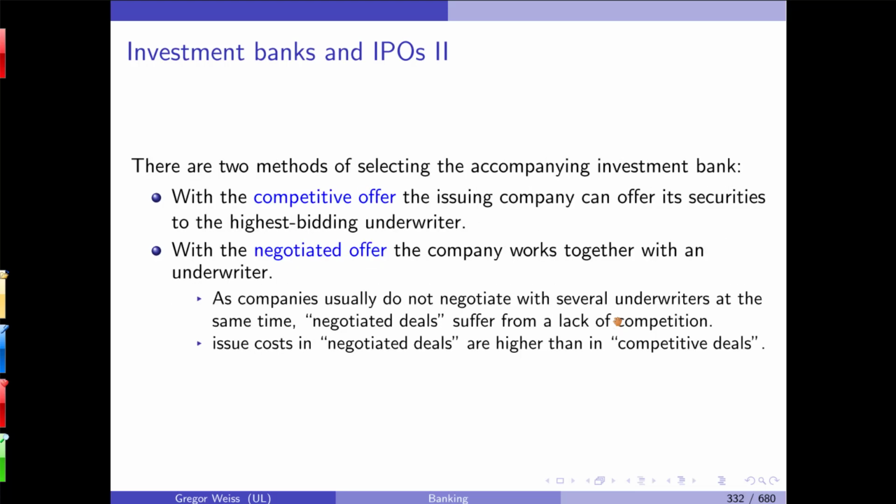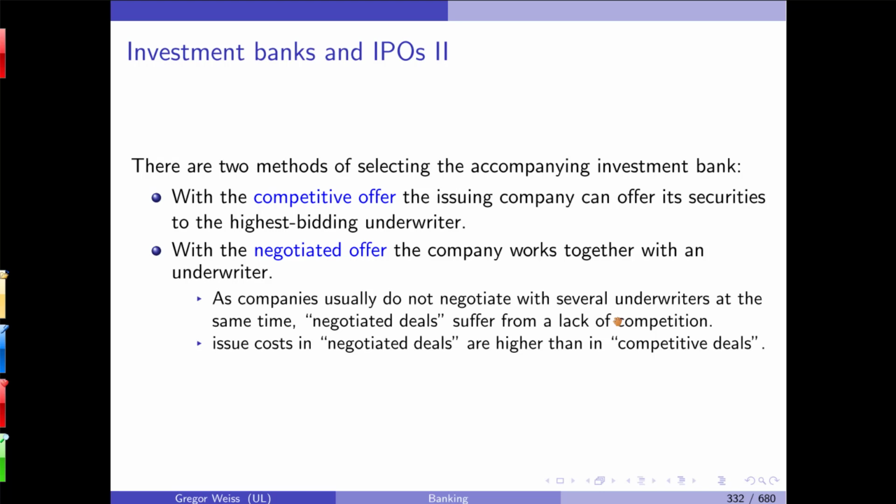Now what you can do, if you're a company and you want to do an IPO, is you can do a competitive offer or a negotiated offer. So with a competitive offer, the issuing company can offer its securities to the highest bidding underwriter. Well, actually, you have to be Facebook to do this. You have to be a large company that is coveted by many investors. If you're an unknown small company, the investment bank will not care. You can try your hands at a competitive offer, but I guess most investment banks will not do an offer.